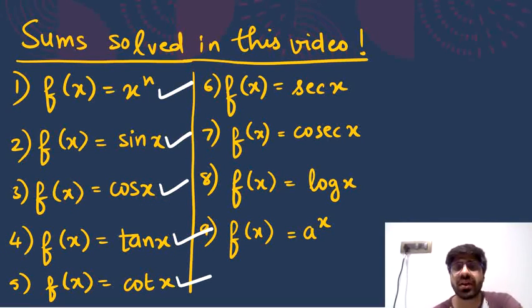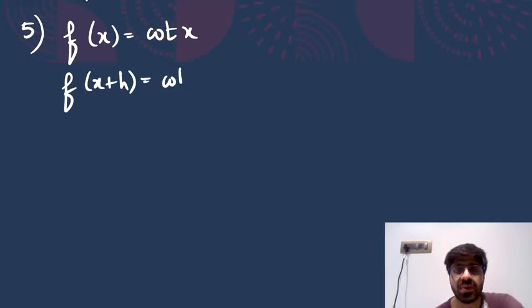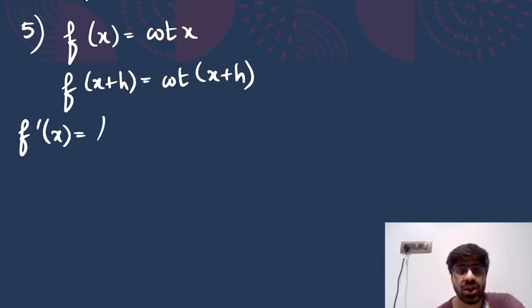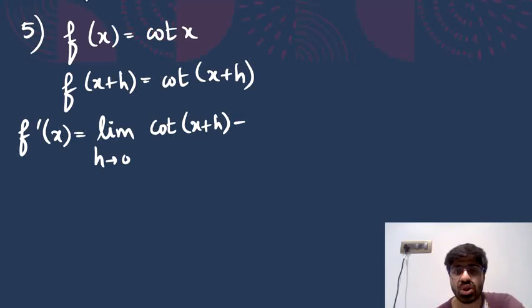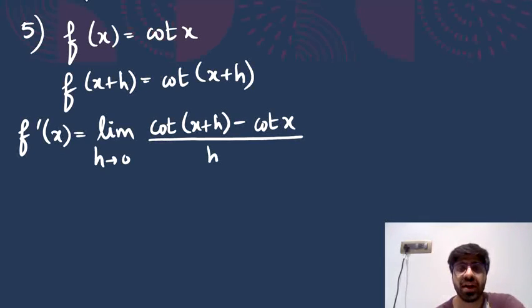In a similar way, we can derive the expression for cot x also. Okay, so f of x will be equal to cot x. In that case, f of x plus h will be equal to cot of x plus h. Let's go a little fast because the derivation is very much similar to the previous one. F dash x will be limit of h tends to 0, f of x plus h, which is cot of x plus h, minus f of x, which is cot x, the whole divided by h.